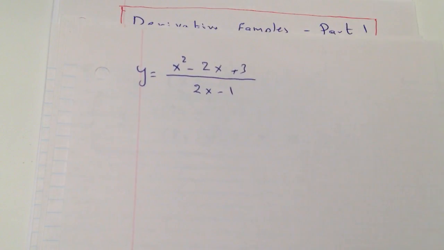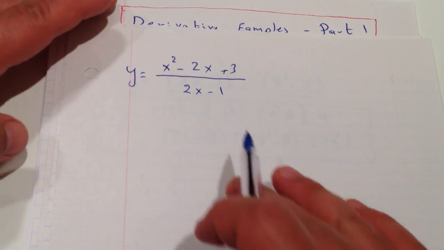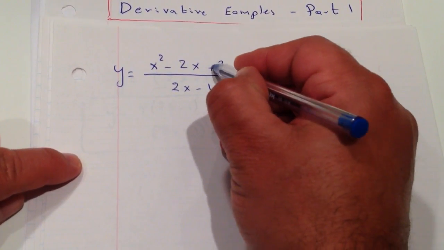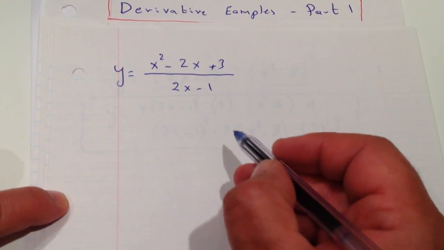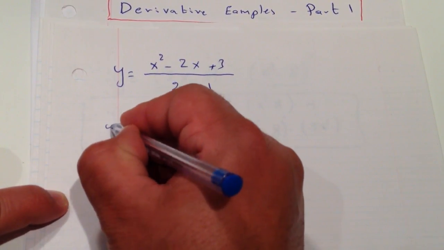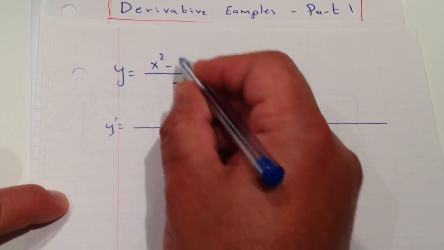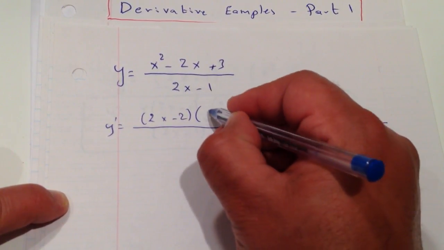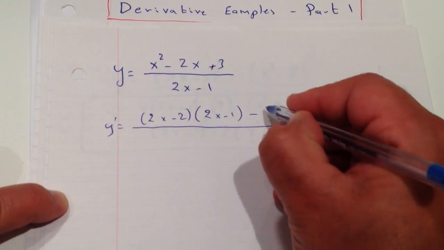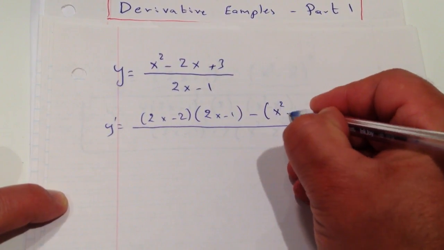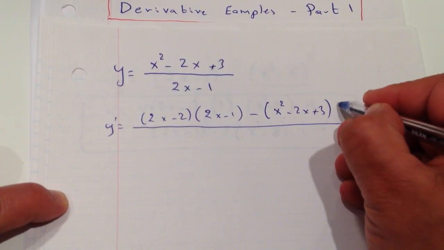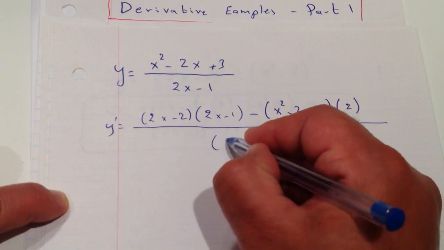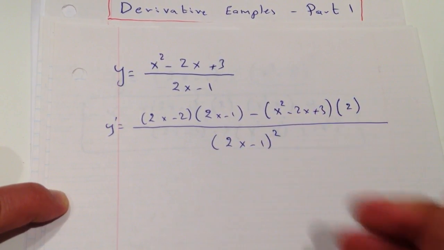Another problem, y equals x squared minus 2x plus 3 divided by 2x minus 1. So we can apply here the quotient rule. Y prime is equal to the derivative of the top function, which is 2x minus 2, multiplied by the bottom function 2x minus 1, minus the top function as it is, x squared minus 2x plus 3, multiplied by the derivative of the bottom function, 2, over (2x minus 1) squared.